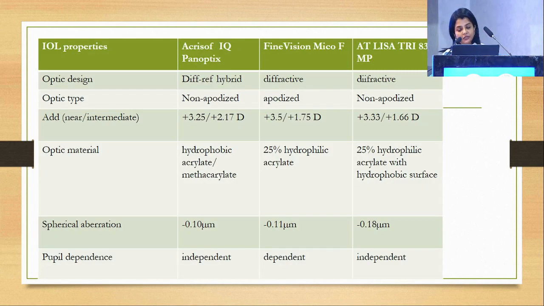This table shows three different multifocal IOLs. Here we can see that the PanOptix has an intermediate add of plus 2.17 corresponding to an intermediate viewing distance of 60 centimeters, whereas it is 80 centimeters for the other two. The optic design of the apodized diffractive lens in FineVision makes it less tolerant to tilt and decentration. The asphericity has a bearing on the post-refractive surgery patients, and hydrophobic lens material leads to lower rates of posterior capsule opacification.